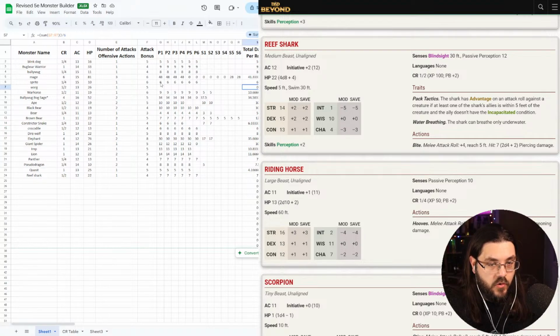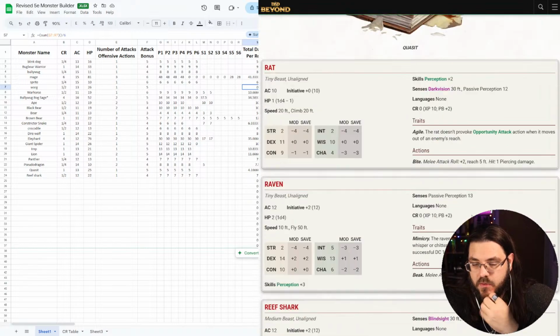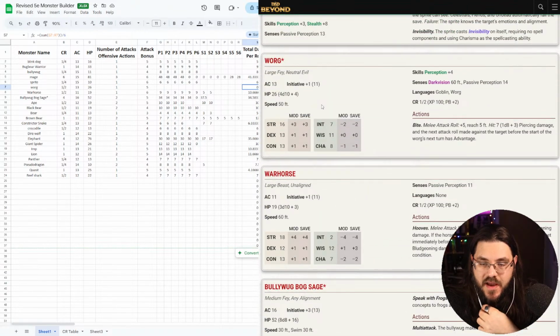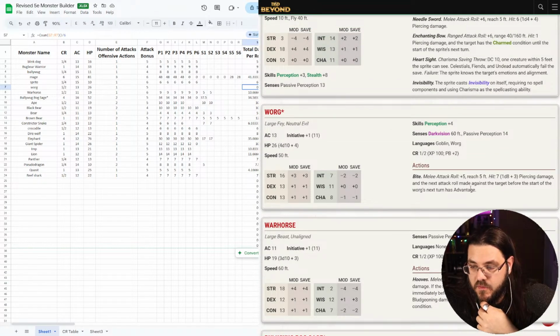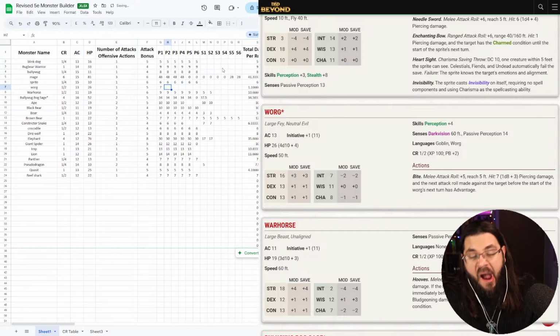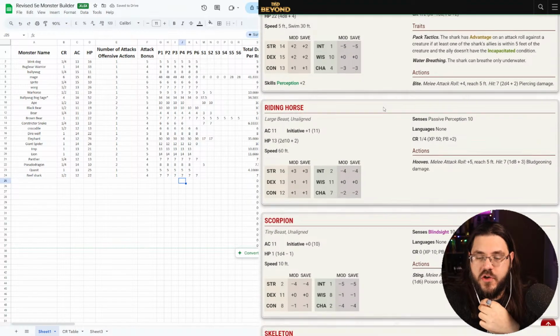Why is the warg not doing any damage? We need to fix that. We'll go and fix it in a moment. Oh, we can tab. We can tab and do it. So it makes 1 attack, and that 1 attack is at a +5 to hit. That deals 7 damage. The next attack roll against the target for the warg's next turn has advantage. That's not bad. And back to the reef shark.